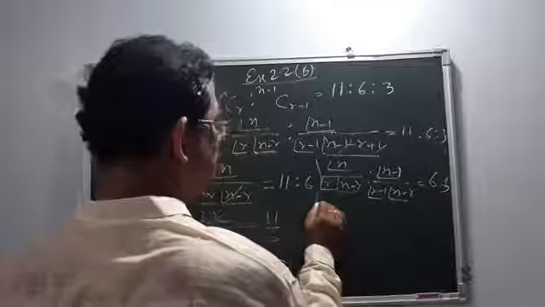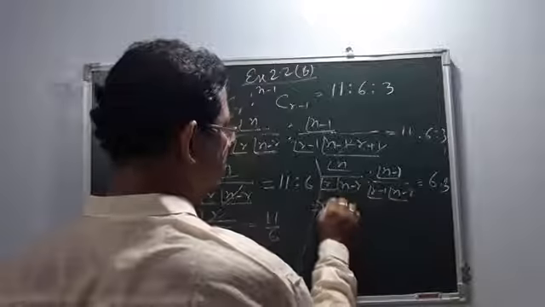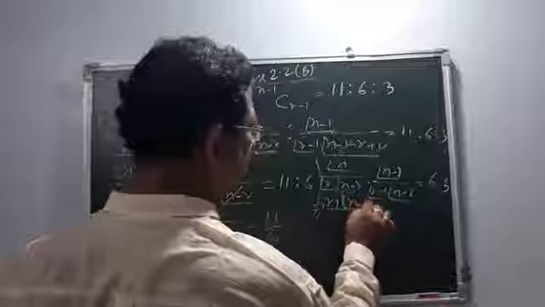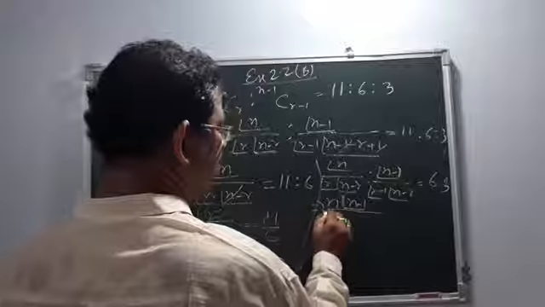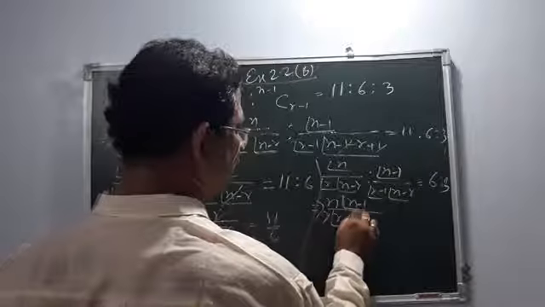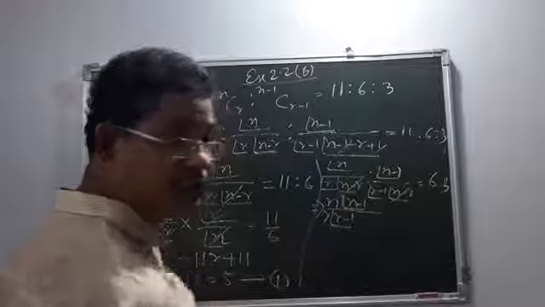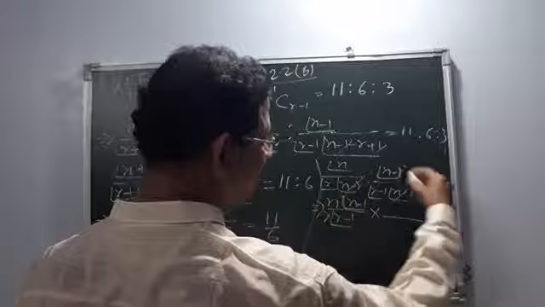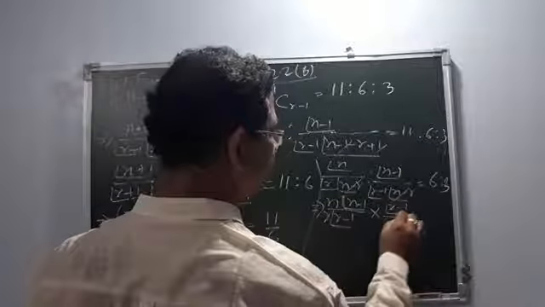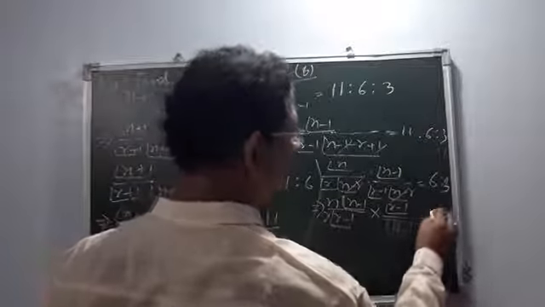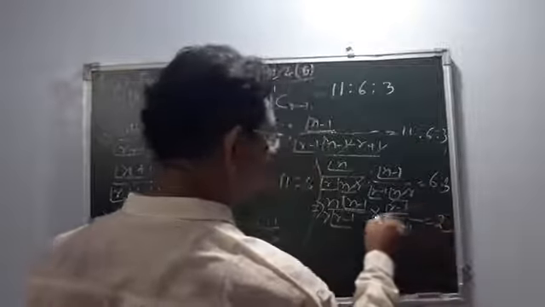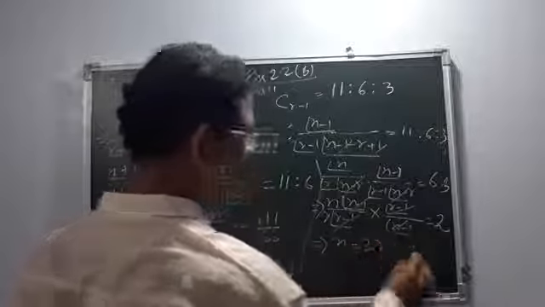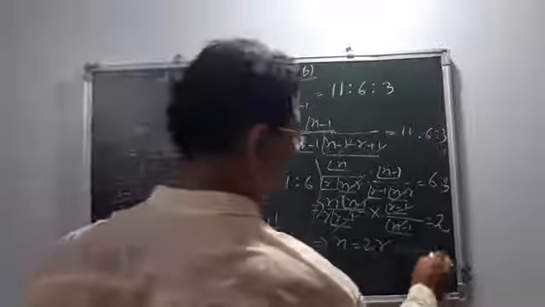Here also, with a little simplification, factorial n can be written as n into factorial n-1, and factorial r can be written as r into factorial r-1. These two will cancel because it is a ratio. Ratio means divide, so it goes up. 6 by 3 means 2. Now you cancel. So what we get? n = 2r. This is our equation number 2.